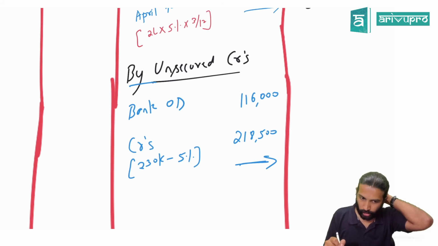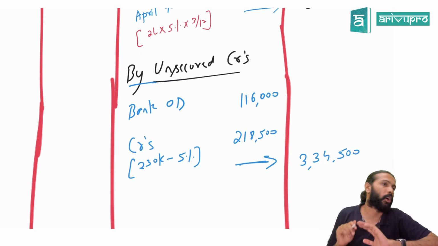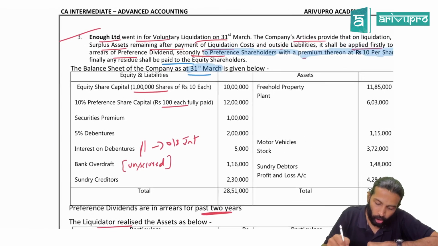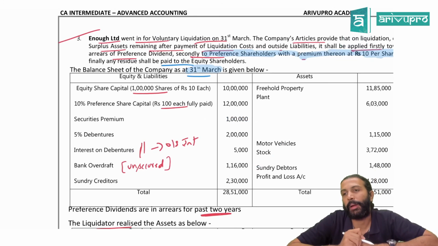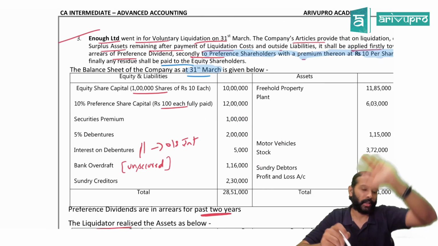So add those two, sir. How much it's going to be? These two conditions will be 3,34,500. That is your unsecured creditors. Once you pay unsecured creditors, all your outside liability holders have been paid off. Then whom will you make the payment to? Preference shareholders. And lastly, you will make the payment to equity shareholders.